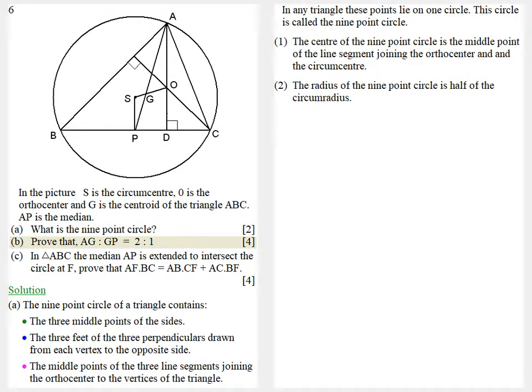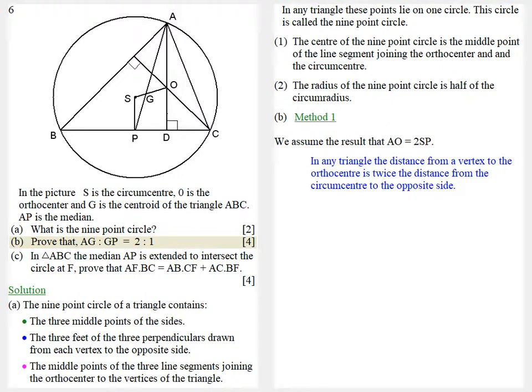Now in part B, we have to prove that the ratio AG to GP is equal to 2 to 1. Now one method to do this is to assume the result that in the diagram the side AO is twice the side SP. That result states, in any triangle the distance from a vertex to the orthocenter is twice the distance from the circumcenter to the opposite side.